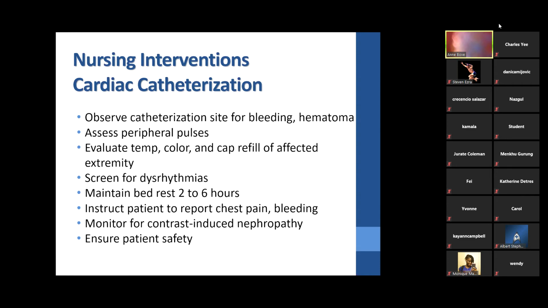When you irritate heart muscle, you start to have arrhythmias, okay? In order for the vessel to clot and not bleed out, you want to keep the person on bed rest for a couple of hours. You're going to monitor them for any signs and symptoms like chest pain or bleeding. With the contrast, you also have to worry that you may cause renal problems, but they actually give Mucomist prior to the cardiac cath to prevent that nephropathy. And then patient safety.